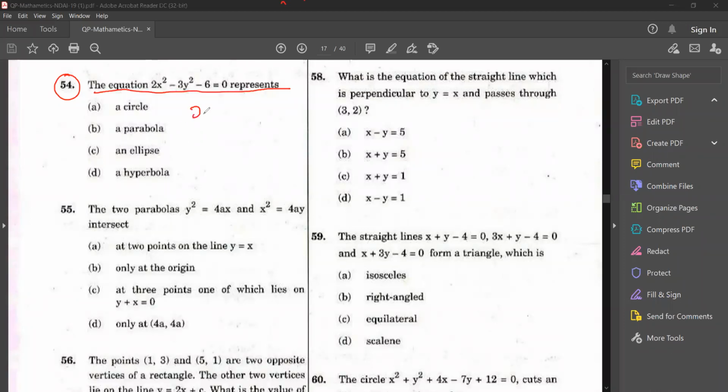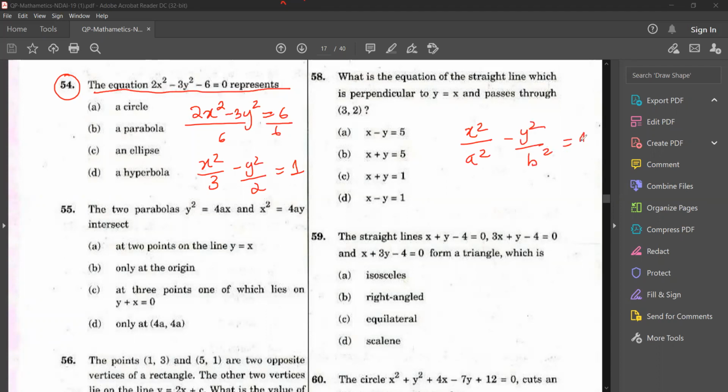Okay, let's see how to do this. See, 2x square minus 3y square is equal to 6. Let's modify this equation. If I divide throughout by 6, this becomes x square by 3 minus y square by 2 is equal to 1. Now listen, what is this? This format, x square by a square minus y square by b square is equal to 1, is the equation of a hyperbola.